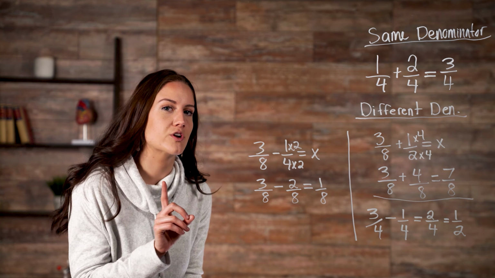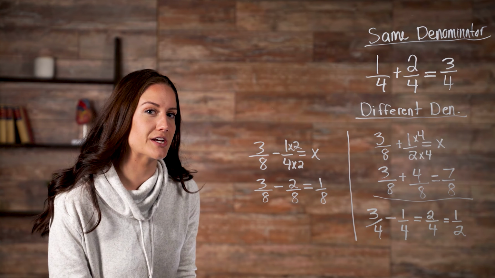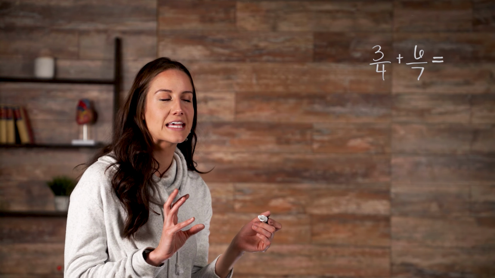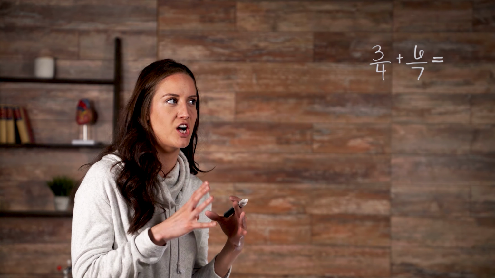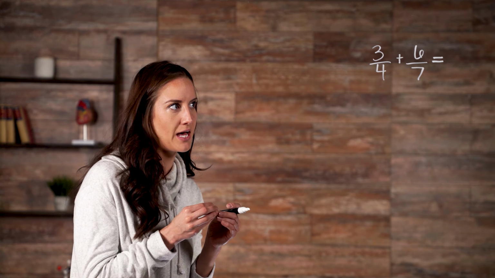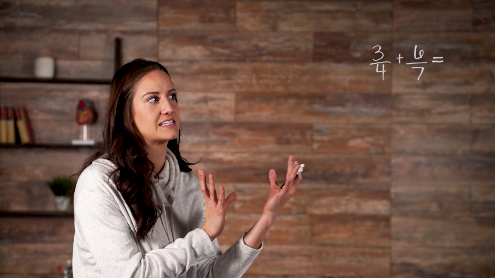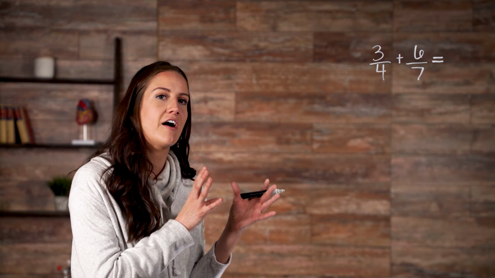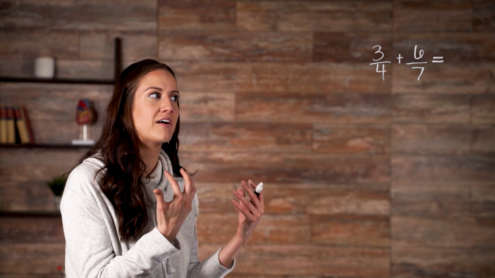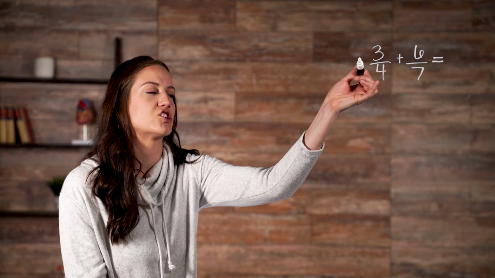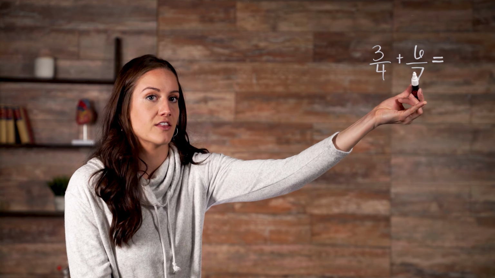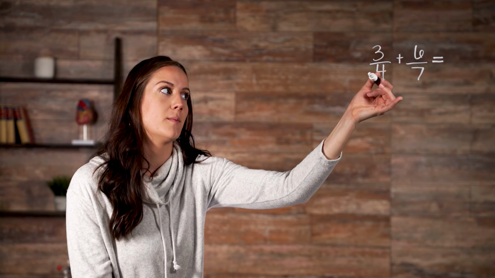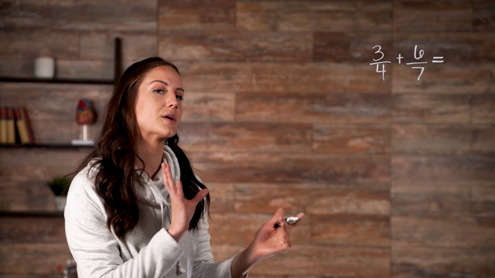But let's look at one more equation that's a little trickier. At first glance, it doesn't look like these numbers have much in common, such that we would be able to multiply or divide 4 by anything to get 7, or 7 by anything to get 4. So a lot of the time when you have problems like this, what you end up having to do is multiply this fraction by the denominator of the other fraction. And likewise, we would multiply this fraction by the denominator of this fraction. So here's what that looks like.